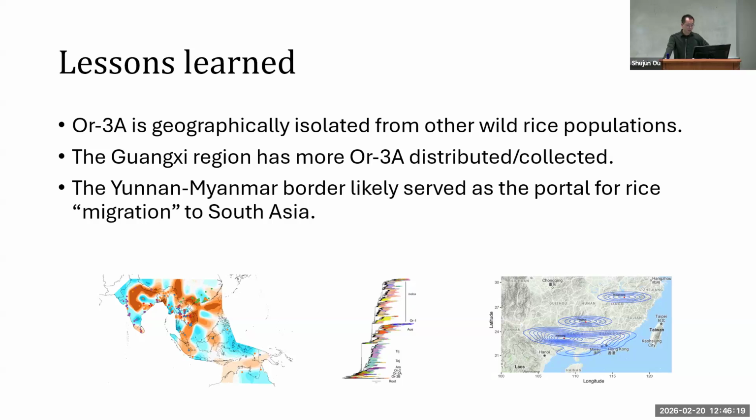And then the Guangxi region has more OF3A distribution or collection, so this is potentially biased by the collection. And the Yunnan-Myanmar border likely serves as the portal for rice migration out of China to South Asia.